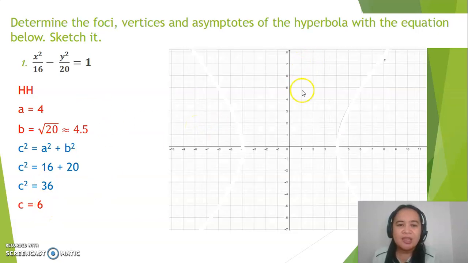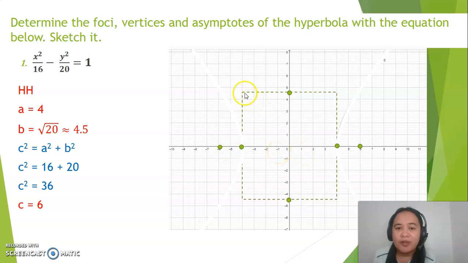Now, sketching this in the Cartesian plane. Take note, it's horizontal. And the center is 0, 0. So our a is 4, so that would be 4 to the right and 4 to the left. And b is 4.5. So up and down. And the value for c is 6. So from the center, 6 to the right and 6 to the left.